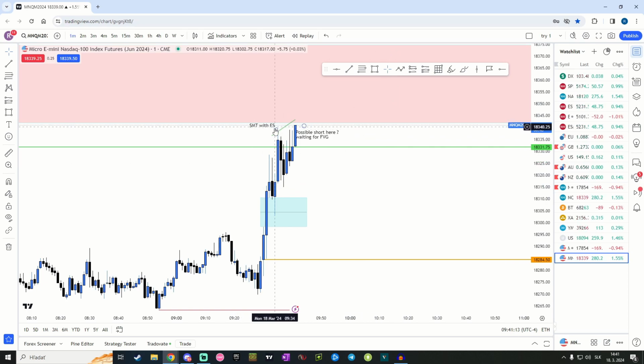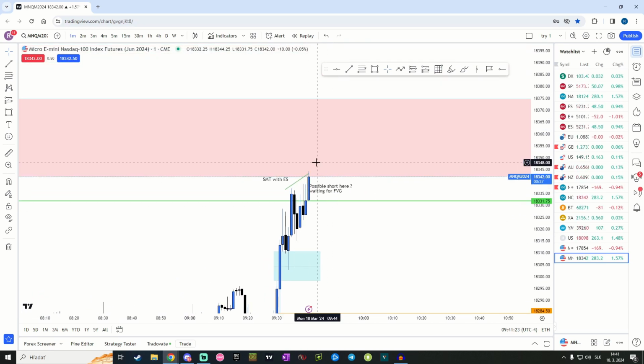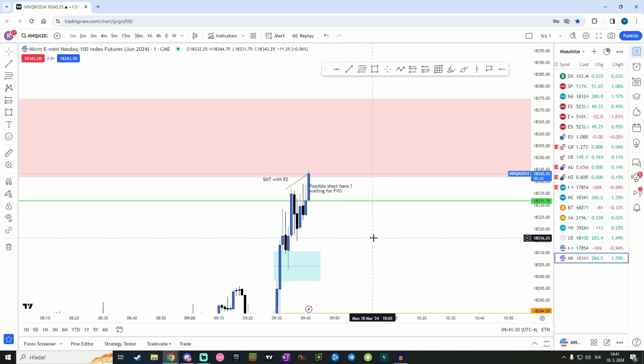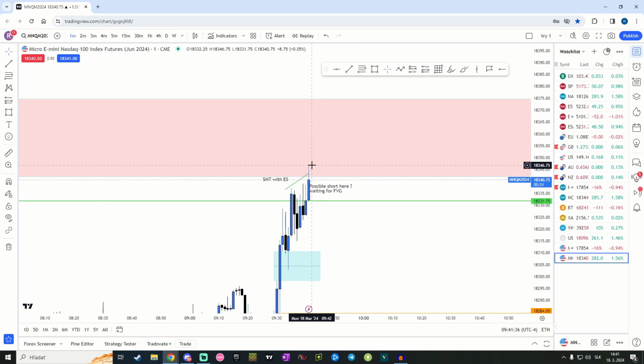I'm noting the SMT with ES on the highs, but I can see that there is also SMT on the lows. So we might be really looking for higher prices, but we have now touched the 4-hour fair value gap, which could be potentially the need for NASDAQ to reprice first in here and then maybe looking for short. We have still SMT. ES has not yet swept this high.